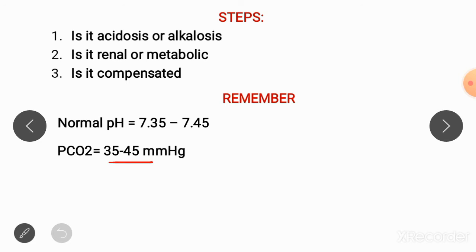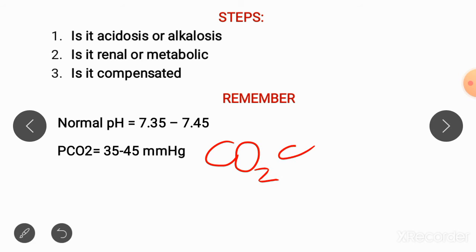You have to remember the range of all of these parameters, otherwise you won't be able to solve these questions. So partial pressure of carbon dioxide greater than 45 will cause acidosis, and the partial pressure of carbon dioxide less than 35 is going to cause alkalosis.